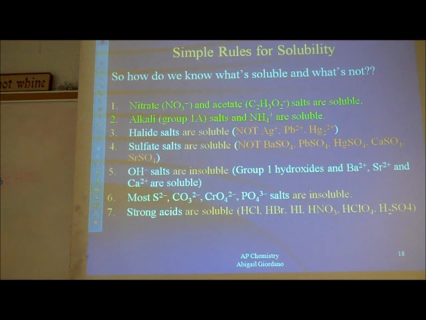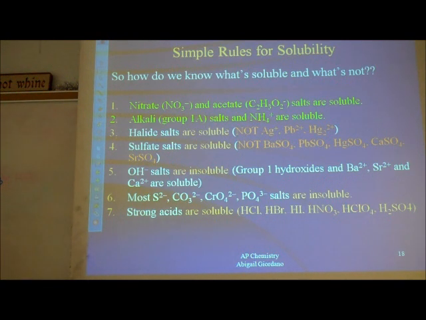Thank you for bringing that up. In your textbook, there are cases where the chart will say something is slightly soluble. For our purposes, ladies and gentlemen, you may interpret slightly soluble to mean insoluble. Okay?